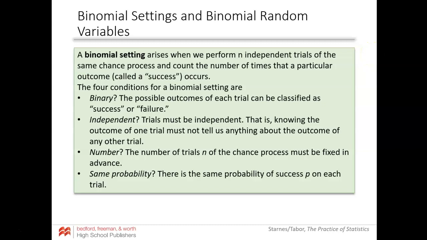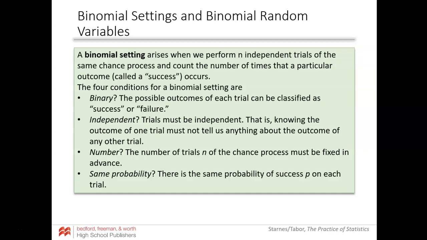All right, so we have binomial settings and a binomial random variable. A binomial setting arises when we perform a certain number of independent trials, they call it n, of the same chance process, and we count the number of times that a particular outcome occurs. We call those successes. And of course, you might think, okay, what do we call the other things? Well, we call them failures because that's what we do in math.